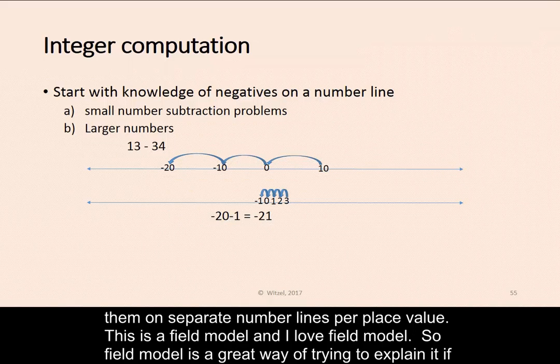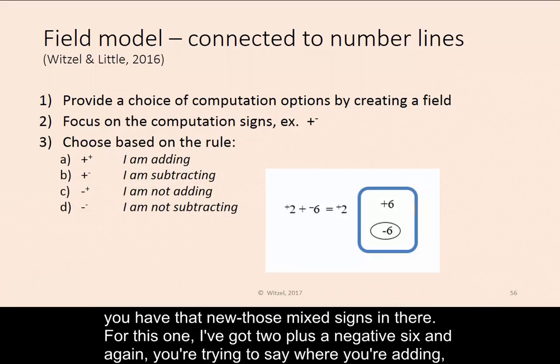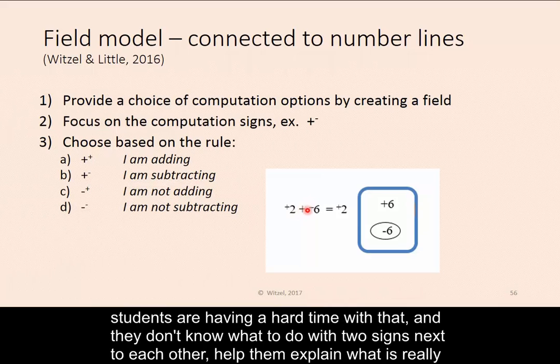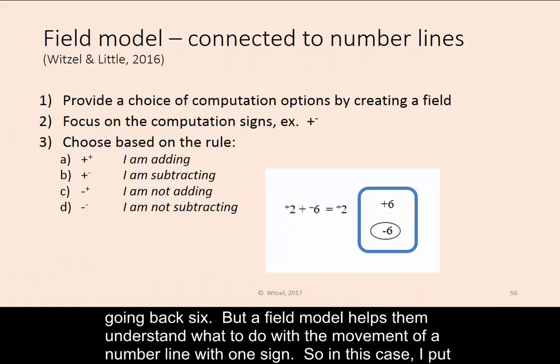This is a field model, and I love a field model. A field model is a great way of trying to explain it if you have those mixed signs in there. For this one, I've got 2 plus a negative 6. And again, you're trying to say, well, you're adding, right? I know some textbooks will change it from subtraction to adding the opposite or adding a negative. If students are having a hard time with that and they don't know what to do with two signs next to each other, help them explain what's really happening here so you can have a single direction on a number line show. So in this case, I'm starting with 2 and I'm going back 6. A field model helps them understand what to do with the movement on a number line with one sign.